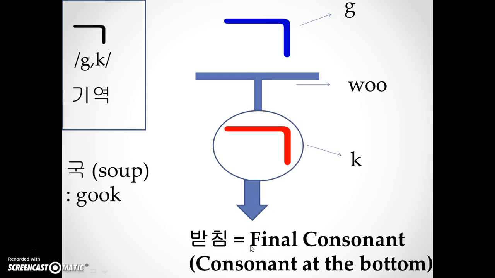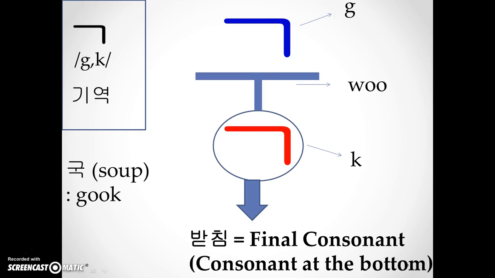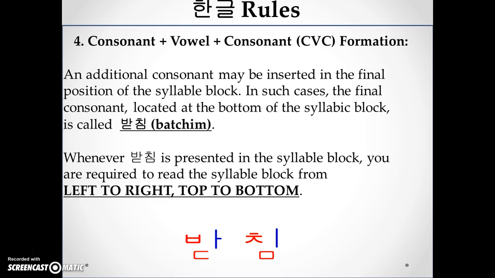받침 means final consonant. What it literally means is that there's a consonant at the bottom. When you're seeing 받침, guys, there's a fancy word for this too. 받침 are known to have consonant, vowel, consonant, or CVC formation. If you're looking at our previous example here, G on the top is a consonant, right? The U is a vowel, and then K is another consonant. So CVC formation is another name for 받침. In such cases, you have to read it from left to right, top to bottom.